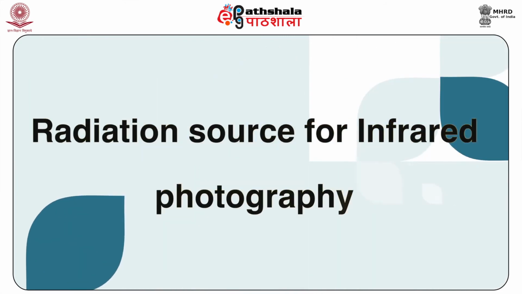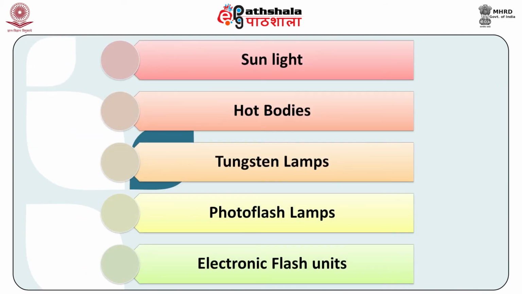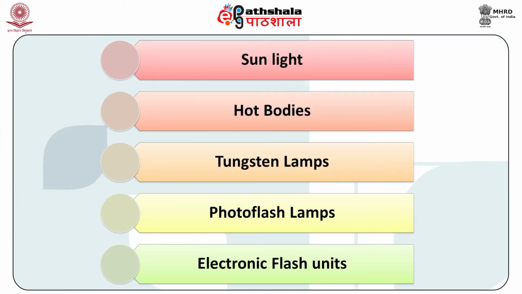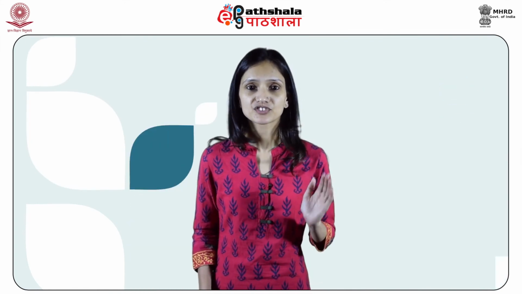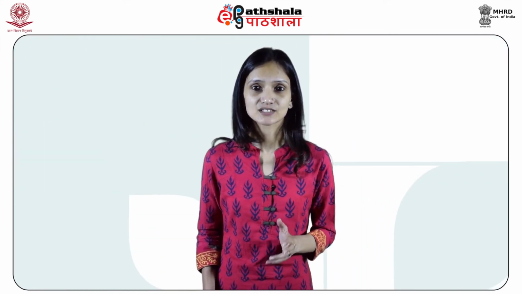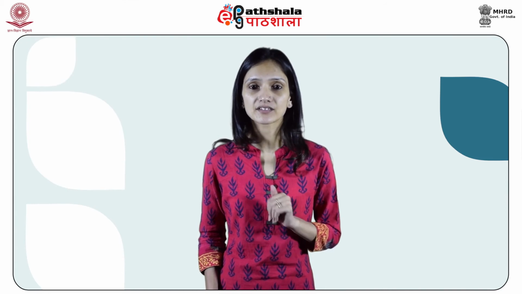Now, radiation sources for infrared photography. First is sunlight. Sunlight contains a high percentage of IR radiation and is therefore a very useful natural source of infrared radiation. Then hot bodies: all sources which emit or generate heat also emit IR radiation in various proportions. Even the human body emits IR radiation.